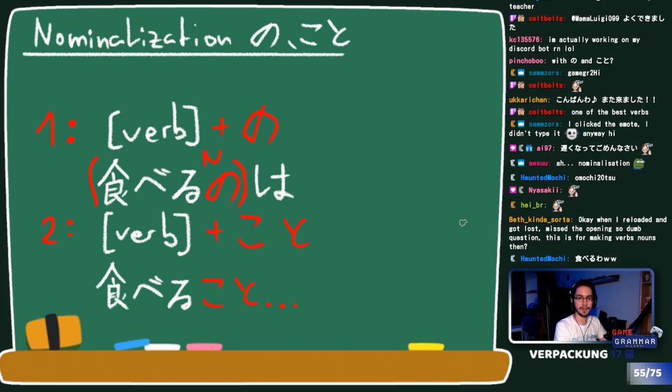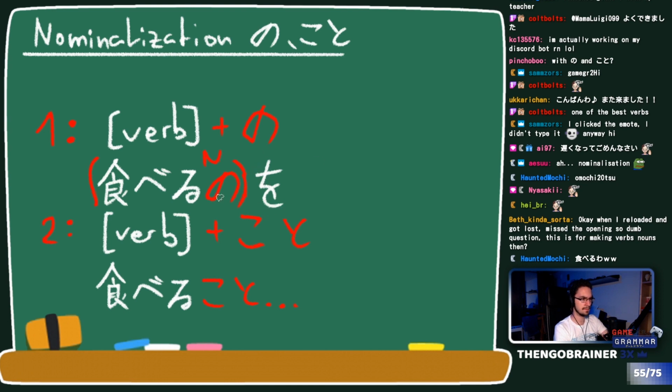This is making verbs into nouns then. Yes, this is for turning actions into nouns so that we can make statements about them. Think of taberu no as kind of like the act of eating or the action of eating. So now that this is a noun, we can just add wa. We can add a bunch of other stuff. We can add ga, right? We can add ga if we wanted to. And, like I mentioned before, it can be the object as well. We can add o.